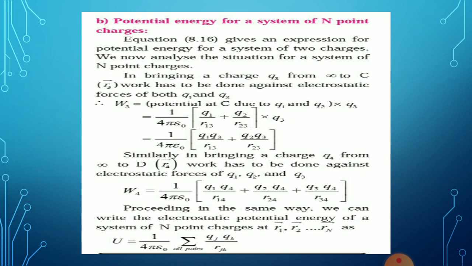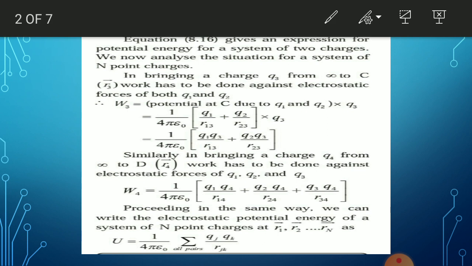upon R13 plus Q2 upon R23, into Q3. The bracket value is the potential at point C due to Q1 and Q2 charges. So this bracket value is nothing but the potential at the point C due to the charges Q1 and Q2, which is Q1 upon R13 plus Q2 upon R23.